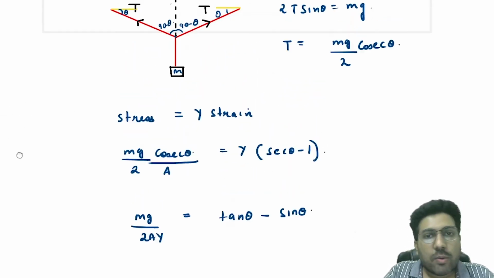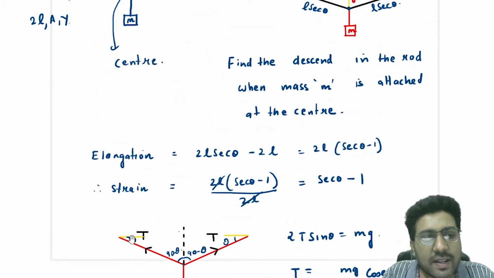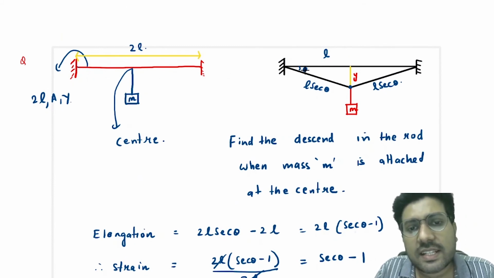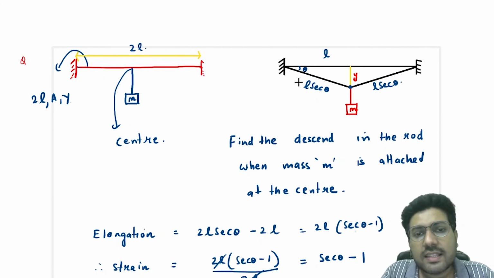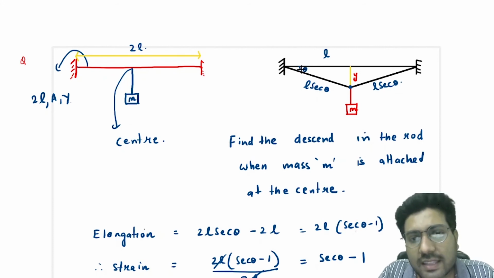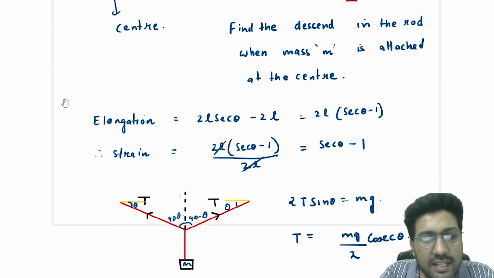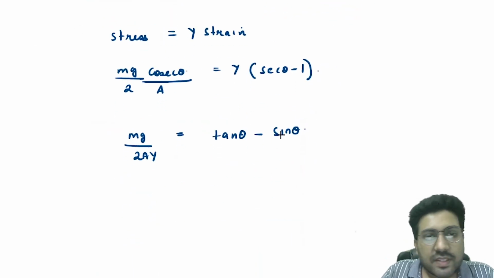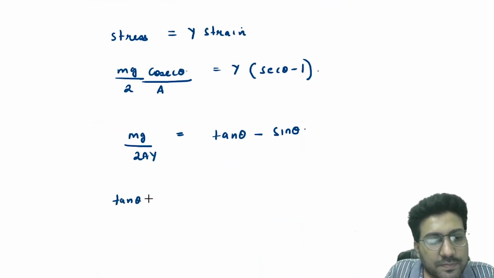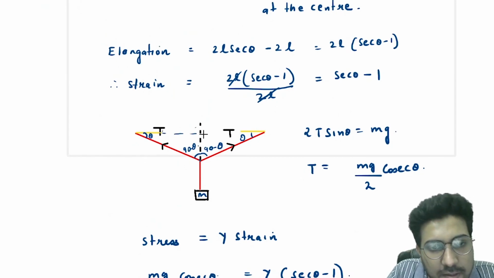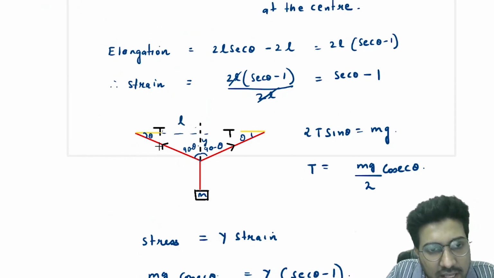Now you know that this theta will be very small. Why? Because obviously due to this mass it will not descend by a very large angle. So we will take an assumption that this theta is very small. If theta is very small, in that case sin theta is nearly equal to theta. See, tan theta is equal to y by L. From here, this is y, this is L, so tan theta is y by L.